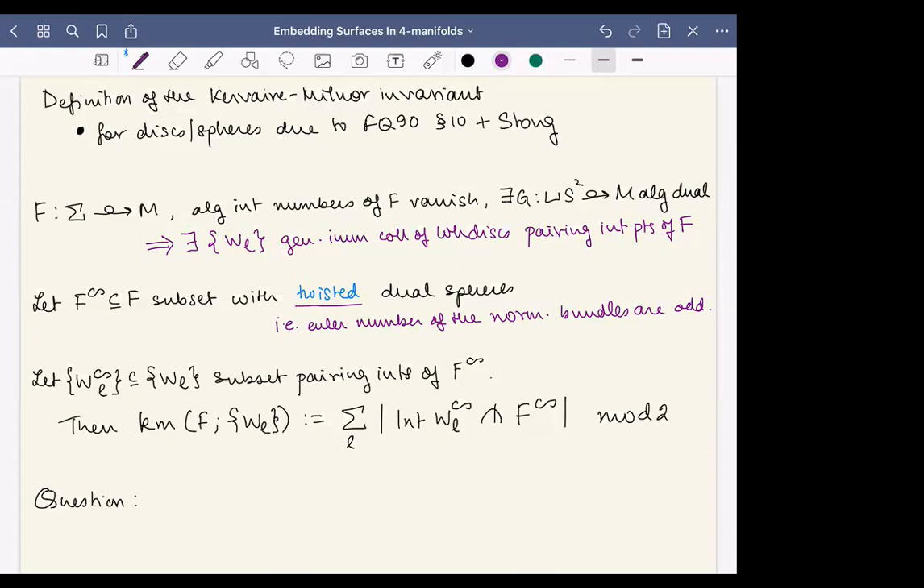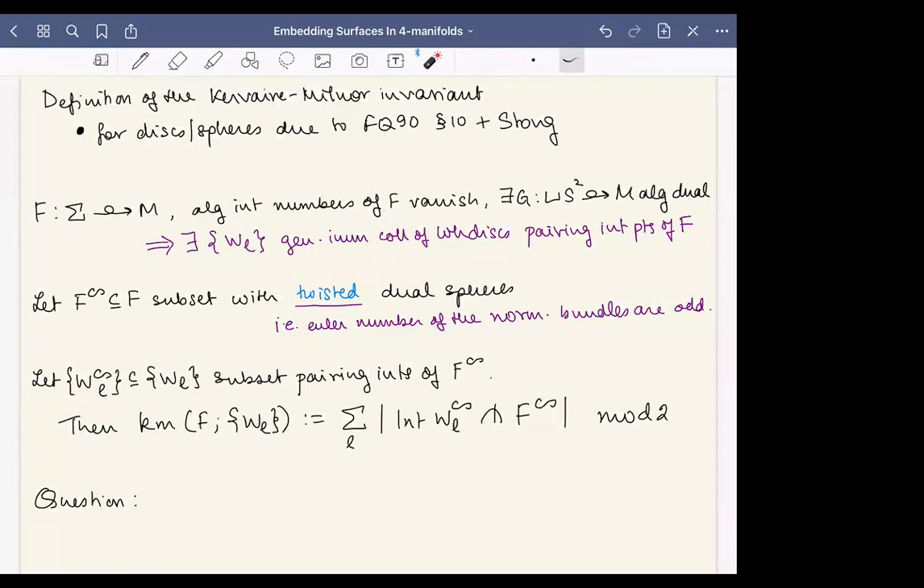If you like, you may as well think that all of them have twisted dual spheres. That's fine. And then I'll consider the subset of the Whitney disks which are specifically pairing the intersections of this twisted subsurface. Okay. So I have my whole surface, I only look at the ones that have twisted dual spheres, and then I only look at the Whitney disks that are pairing those intersections.